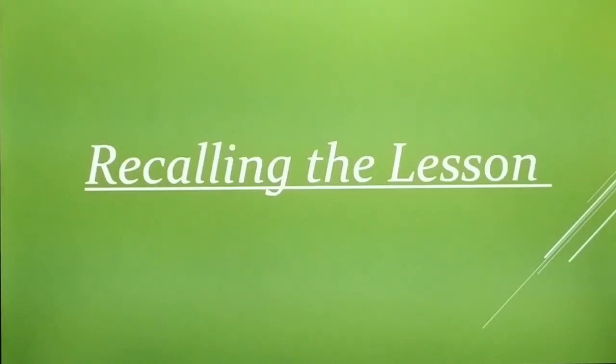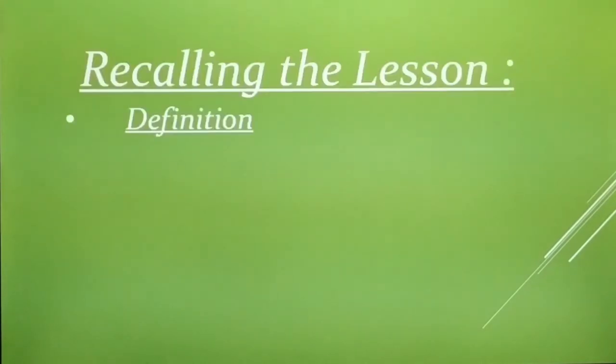Now it's time to recall the lesson. Definition. So a triangle is a figure which has 3 straight sides and 3 corners, or we can say 3 edges.